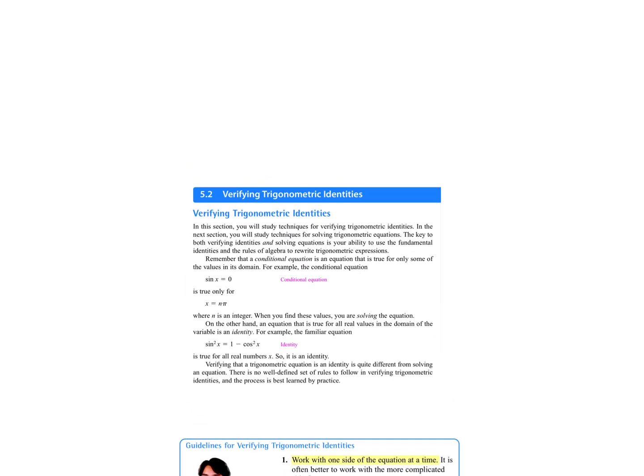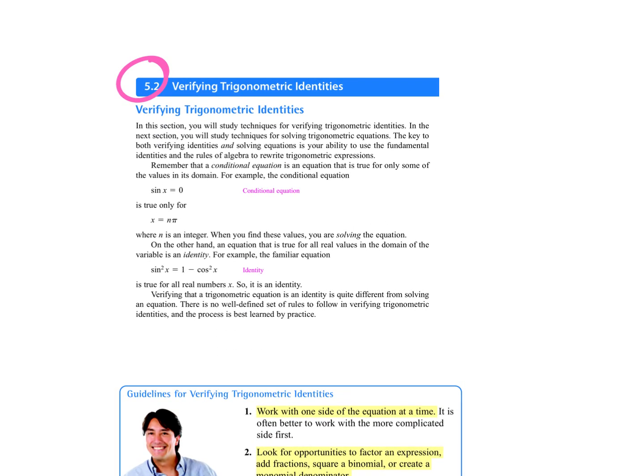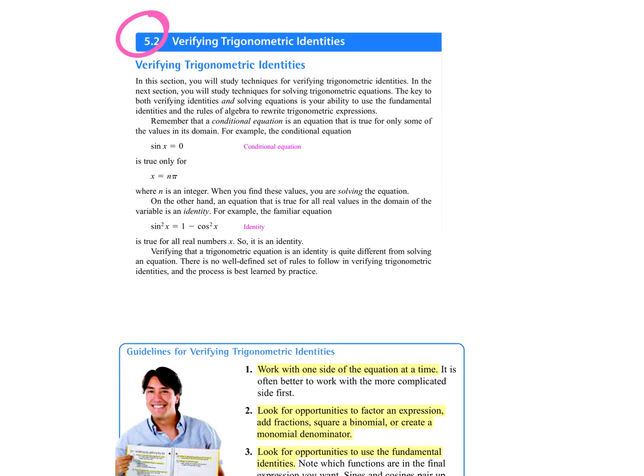So 5.2 notes, we're going to be verifying trig identities. Same identities that we were using in 5.1. Those are going to come in handy in 5.2 as well. So if you have a screenshot of your identities from 5.1 notes, you might want to just copy and paste that over to here too. But you're going to use the same identities.